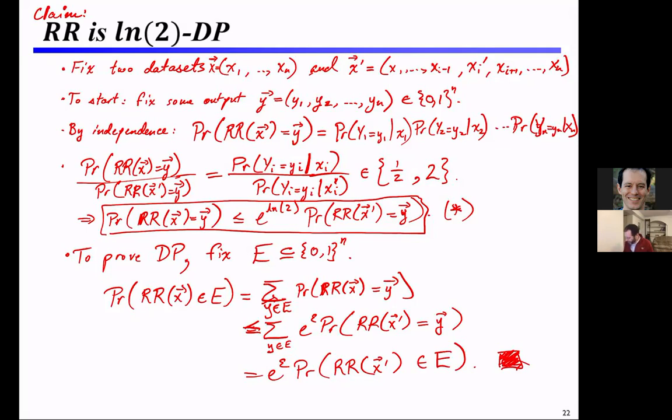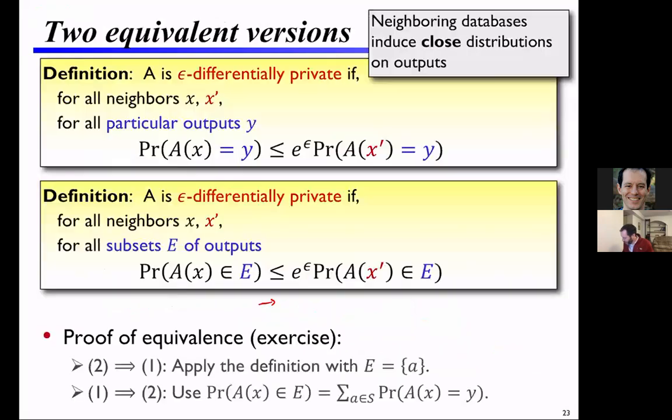And this example highlights a useful trick, which is that in general, if we want to prove that something is epsilon differentially private, we don't have to look at big complicated events. It suffices to look at one output at a time, look at what happens to the probability of that particular output. And if for every single output, the probability can't jump by a big multiplicative factor, then the same is true for all possible events.